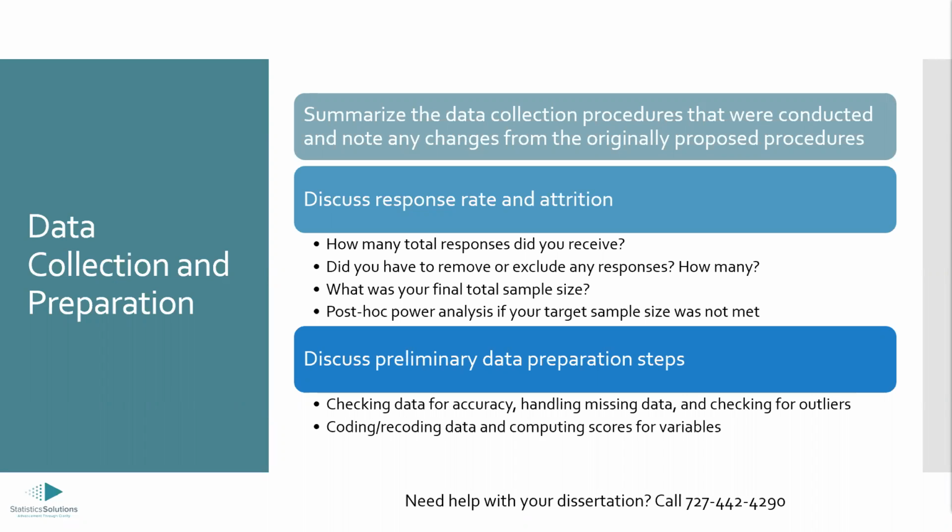And in terms of describing the data collection, you'll want to discuss the response rate and any attrition in your study. So for instance, if you're doing something like a simple survey study, then you'll want information about how many total responses or how many total surveys did you get back. And then you want to talk about if you had to remove or exclude any of those responses. So there may be a variety of reasons why you may need to remove or exclude participants.